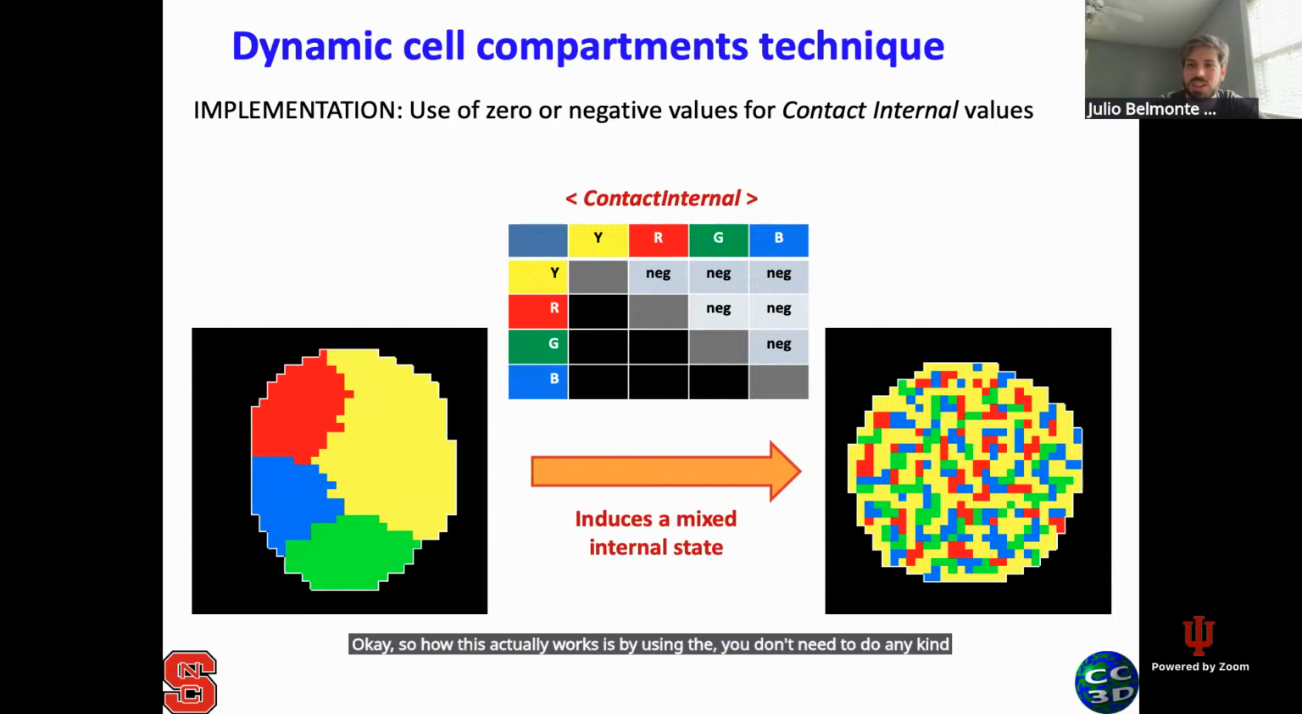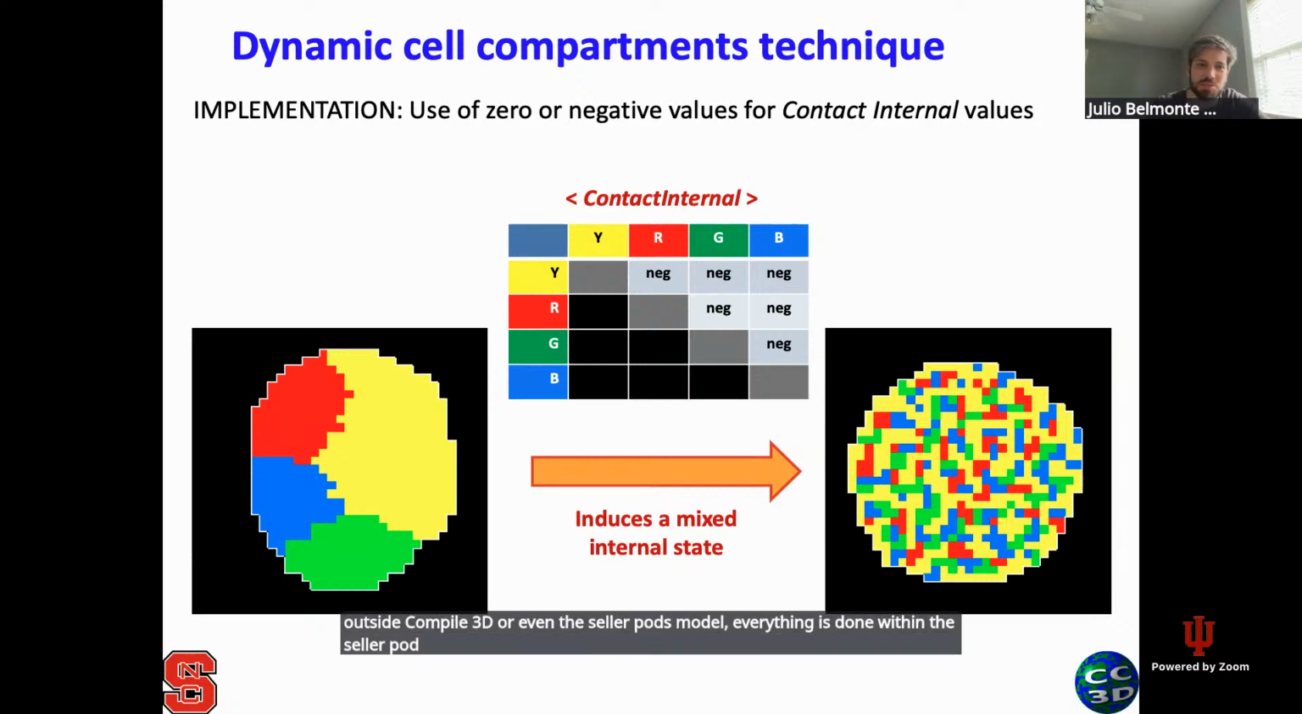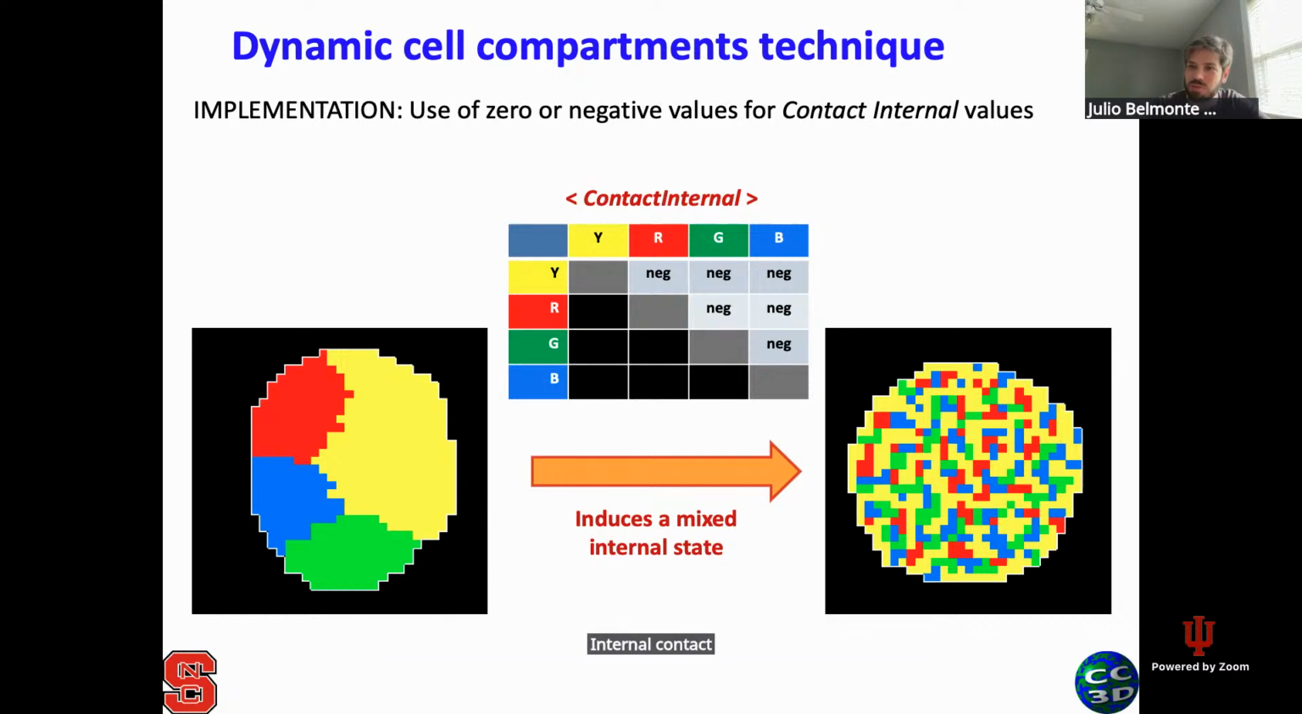Okay, so how this actually works is that you don't need to do any kind of hybrid simulation. We don't need to invoke something else from outside CompuCell3D or even the cellular Potts model. Everything is done within the cellular Potts mechanism. Okay, so the trick is the following: when you have the contact internal energies, instead of just setting a low value, you actually go beyond that and you set negative internal contact energies for all your compartments.